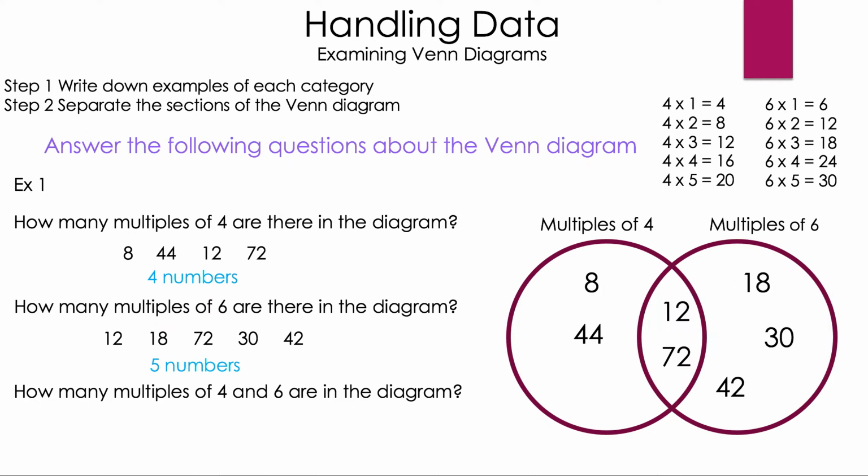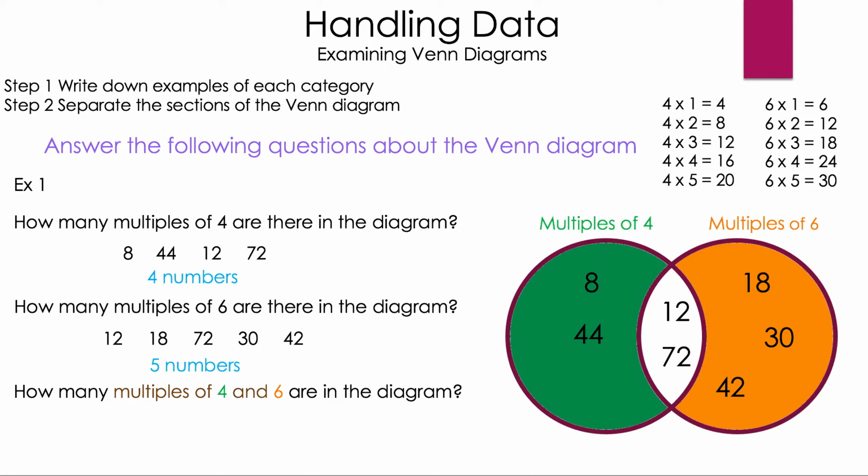So now let's take a look at the last question. How many multiples of 4 and 6 are in the diagram? So let's take a look. So you can see the multiples of 4 are green, the multiples of 6 are orange. And now if you combine orange and green, maybe you can figure it out from the question, you are going to get brown.